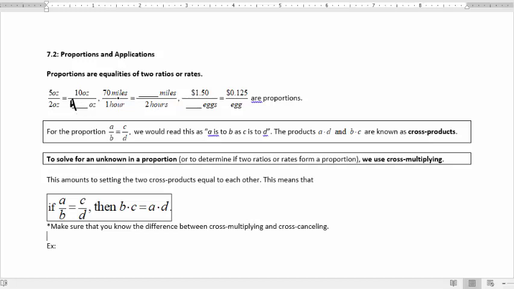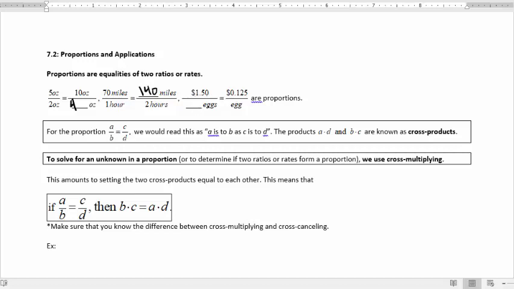70 miles per 1 hour equals how many miles per 2 hours? Well, similarly, I just multiplied by 2 here to get from 1 hour to 2 hours. So I do the same thing on the top. 70 times 2 would give me 140. So 140 miles per 2 hours. And then this one is a little bit more complicated.